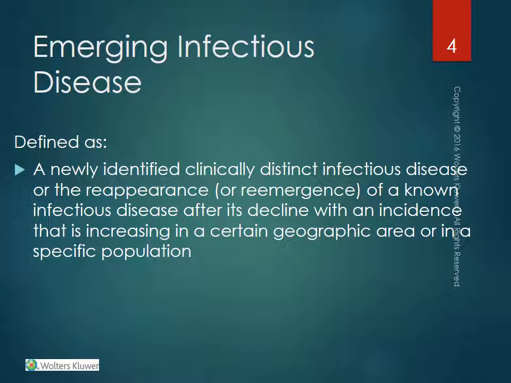Emerging infectious disease is defined as newly identified, clinically distinct infectious disease or the reappearance or reemergence of a known infectious disease after its decline, with an incidence that is increasing in certain geographic areas or in a specific population. Health protection and disease prevention among the U.S. population requires global awareness and collaboration with domestic and international partners to prevent the spread of infectious disease.